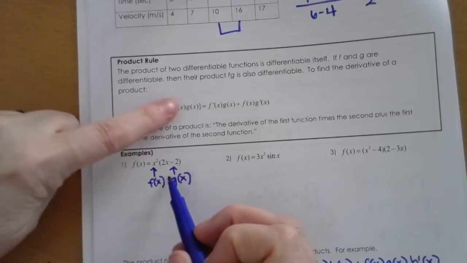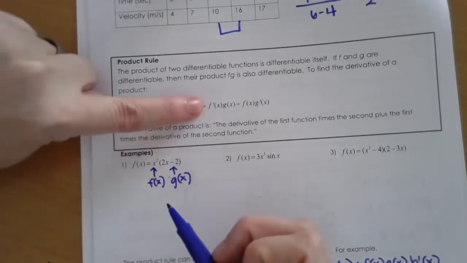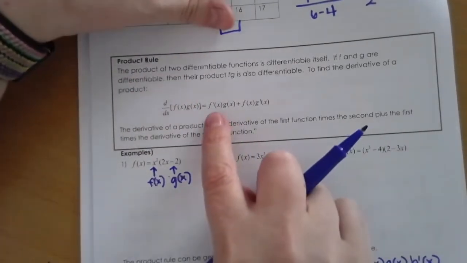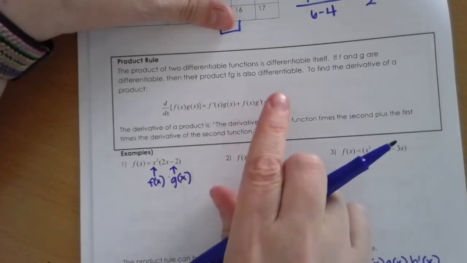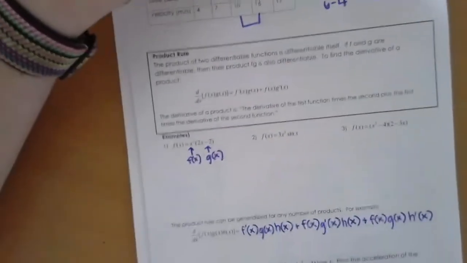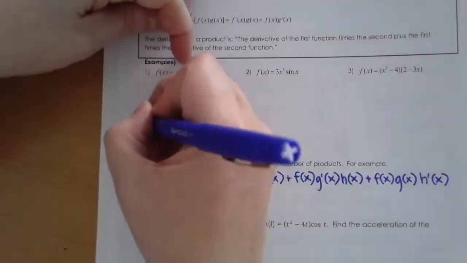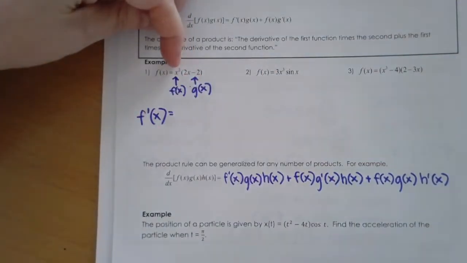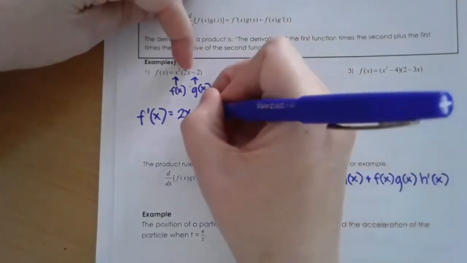So when we want to take the derivative of two different functions being multiplied, we have a rule that we can do. And the way that we follow this is we take the derivative of the first, leave the second one, plus leave the first one, take the derivative of the second. So let me show you how to do this. So derivative of the first. Well, the derivative of x squared is just 2x. Then we leave the second one alone.